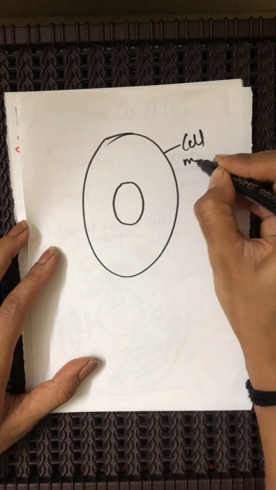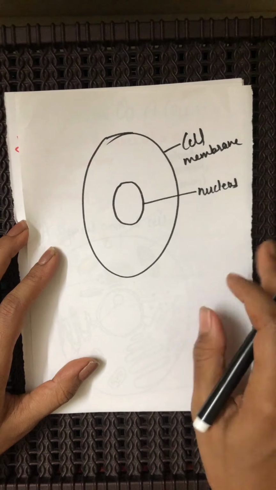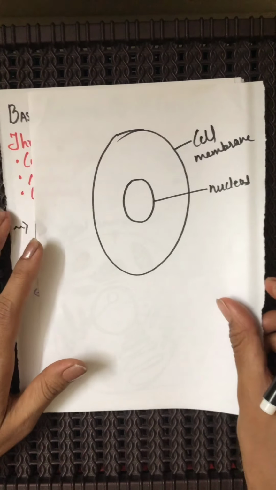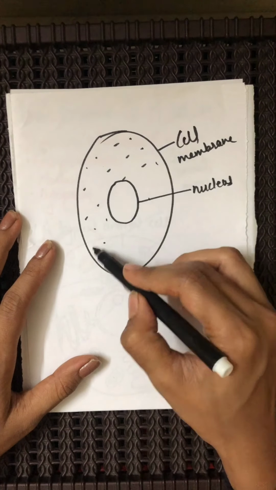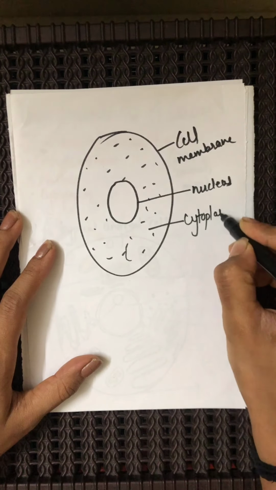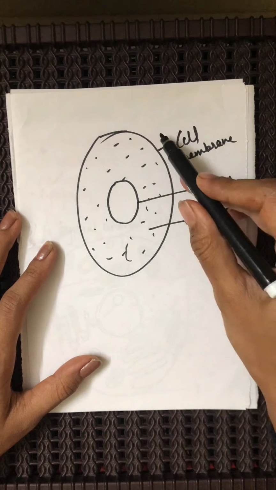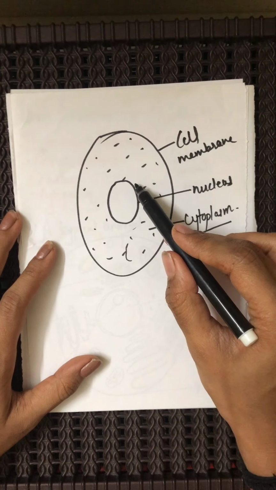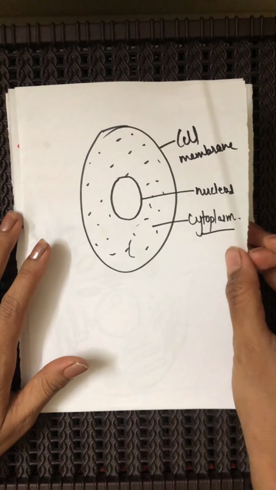So we have cell membrane, we have nucleus, and the next thing, that is cytoplasm, the fluid part of the cell. So what are the three basic features of a cell? That is cell membrane, the boundary of the cell, the nucleus, the head of the cell, the brain of the cell, and the cytoplasm wherein all the other cell organelles are located.